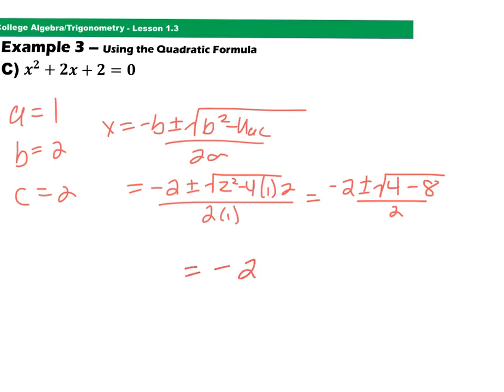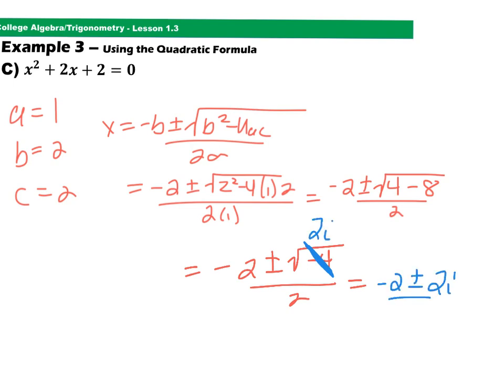So simplify. Negative 2 plus or minus. What's 4 minus 8? Negative 4 over 2. What do you guys notice about this answer? It's negative underneath the root. It's going to be imaginary. Very good. When you take out a negative underneath the square root, what does this become? i. What's the square root of 4? So this is really 2i. Very good. So I have negative 2 plus or minus 2i over 2.